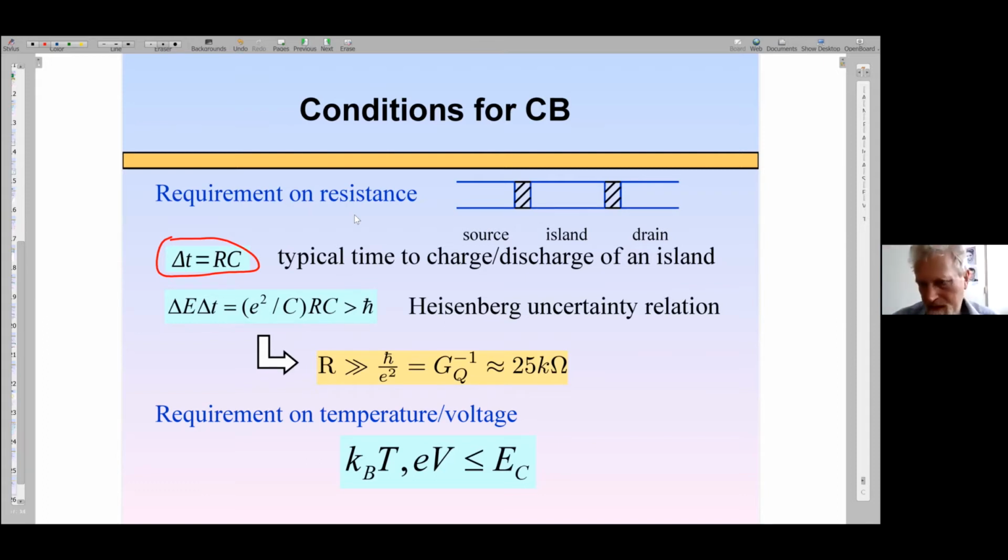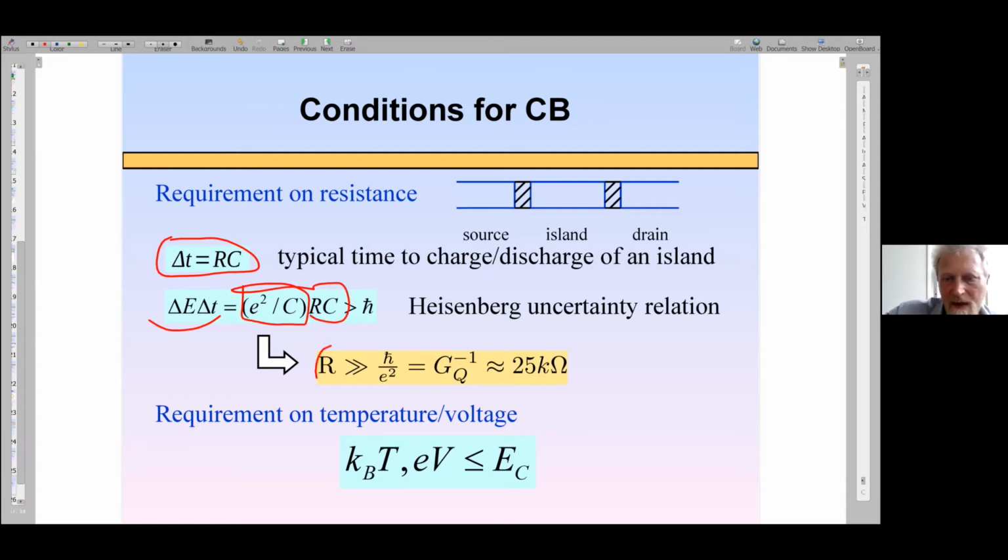Energy, which is charge and energy of the system under consideration, should satisfy the Heisenberg relation. Energy times time has to be bigger than h bar in order for energy to be well defined. Well defined charge and energy is just what we want. Charge quantization. Right? Okay, we substitute here charge and energy, we substitute RC time.